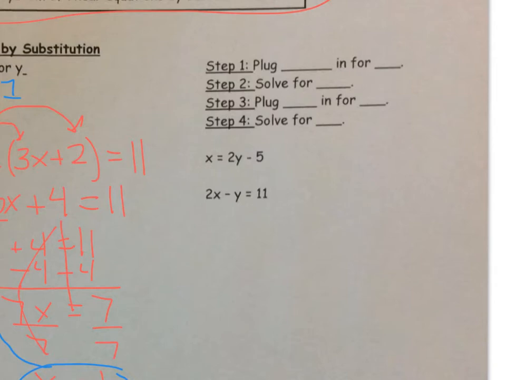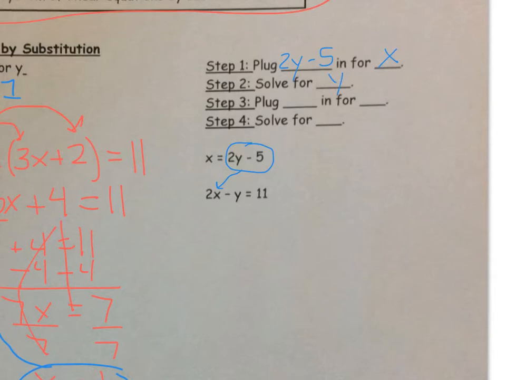All right, so over here, let's see here. Well, which one of our variables is solved for? Oh, this one is solved for. Okay, so that means it's what x is. So we're going to put 2y minus 5 in for x in the second one. So we're going to put that right there and solve for y.